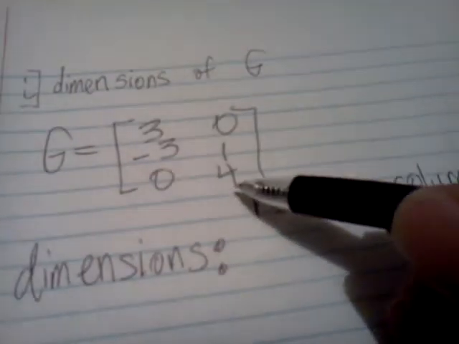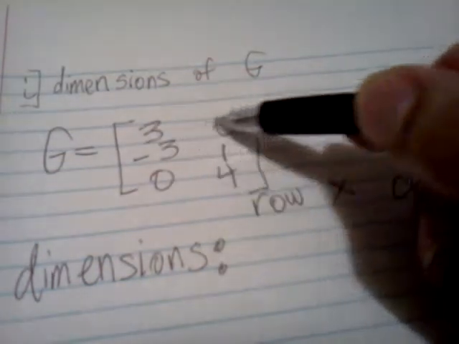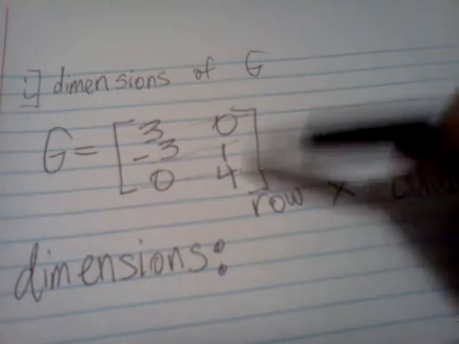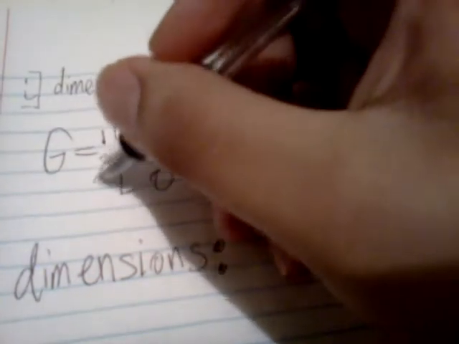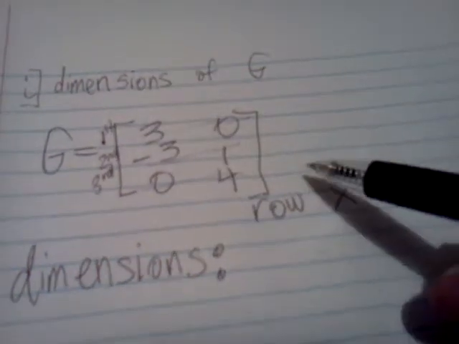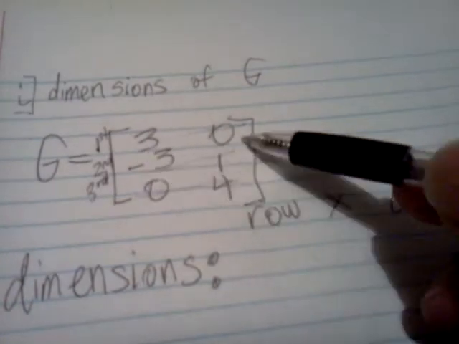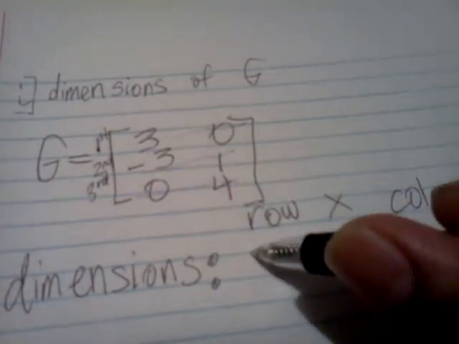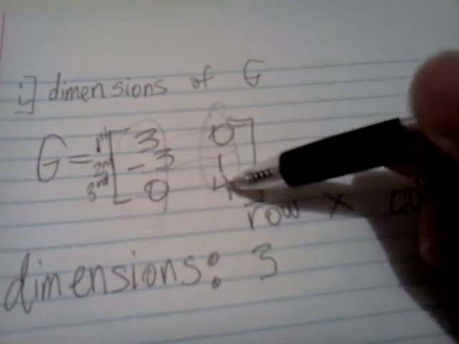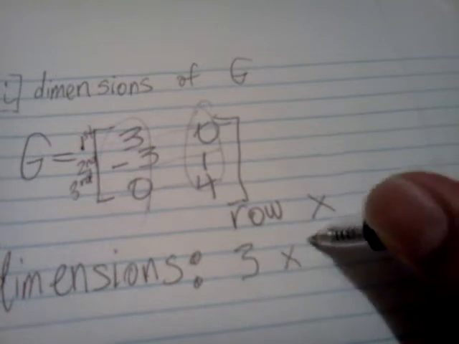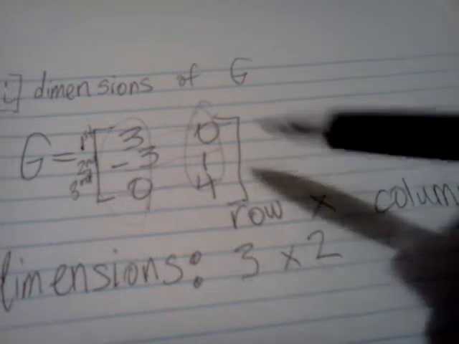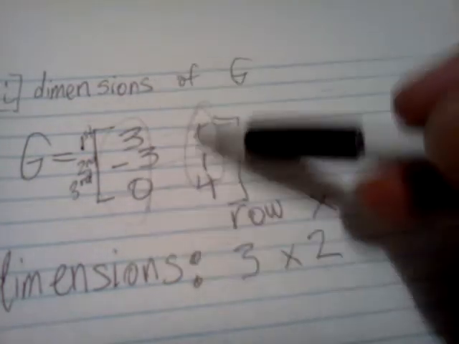So how many rows do we have? We have 1, 2, 3 rows, right? So this will be our first, second, third row. So from 3 to 0, that's 1, 2, 3. So all we have to do is write 3. And how many columns do we have? 1, 2 columns, and that's it. So this is a 3 by 2. The first one is row, and that's a column. So it's 3 by 2.